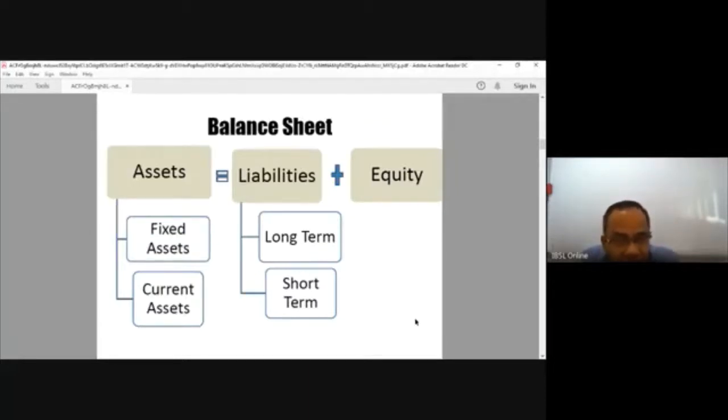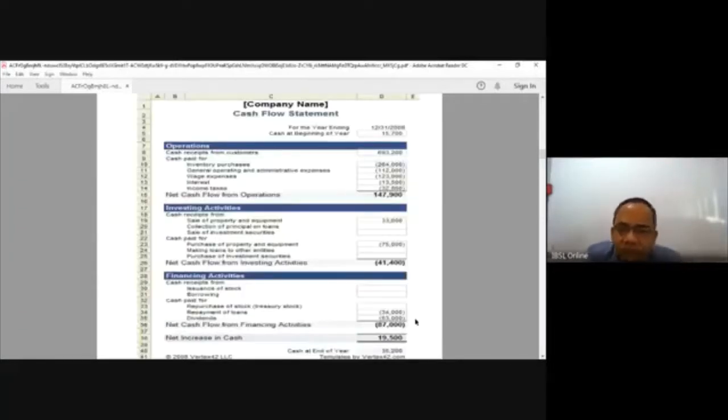So like that, if you want to identify the equity portion of any business, normally you take your total assets, how much assets are there, minus liabilities, and you will find the equity. So the higher the equity, the better it is for the business.